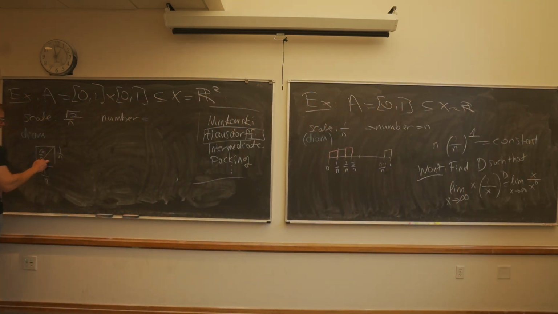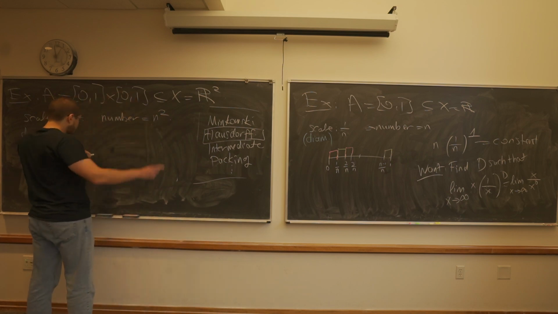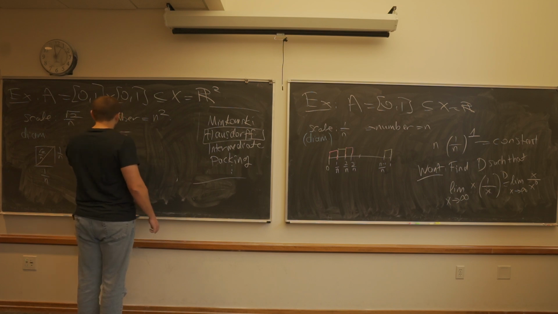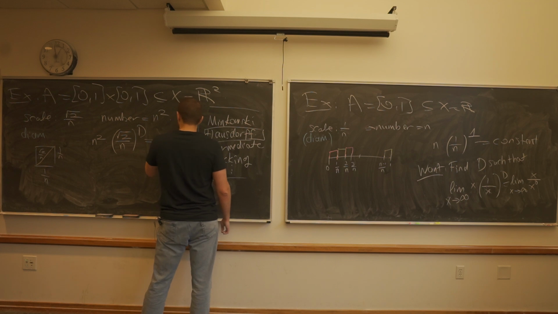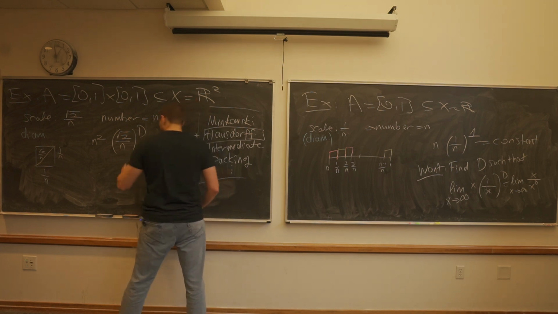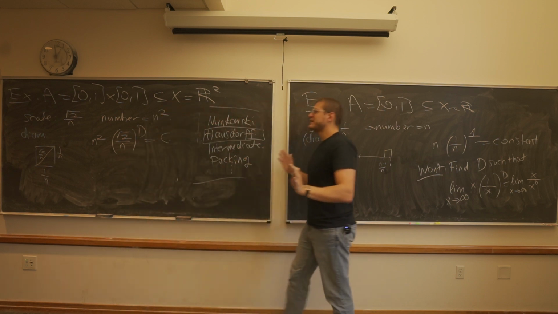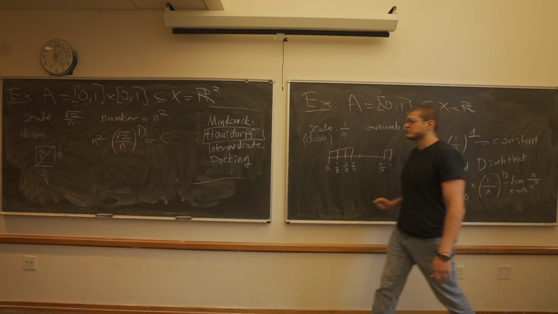How many of these little boxes do I need to cover the whole A? N squared. Okay, so based on this heuristic, I should have something like this: N squared times the scale to some dimension should be constant. Let's call it C. You leave that constant as is, because you're really worried about this power law. You're not really worried about what the exact value of that constant is.